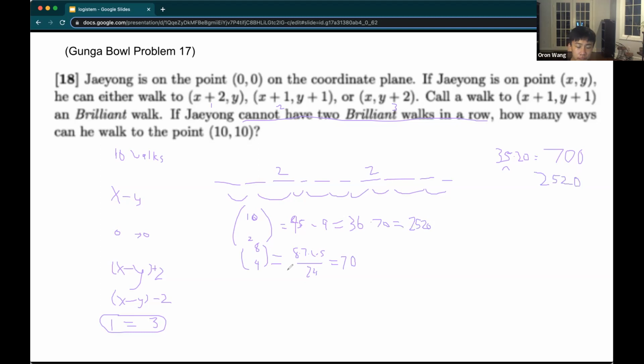Now the last case, there are 0 2s. Then we can choose 5 of these to be 1s, and the rest of them have to be 3s. That's 10 choose 5 ways, and 10 choose 5 equals 252. So that's another 252 ways. Then adding these together, we get 3,472 total ways, which is the answer.